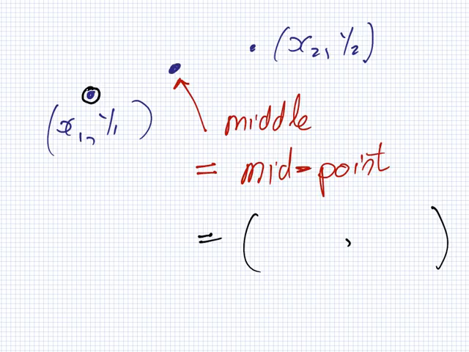Watch. Look. x1 plus x2 over 2. y1 plus y2 over 2. You remember this? You don't remember? Such as 1 plus 1 equals what? Oh, okay. You know now? Yeah. It is in the middle.